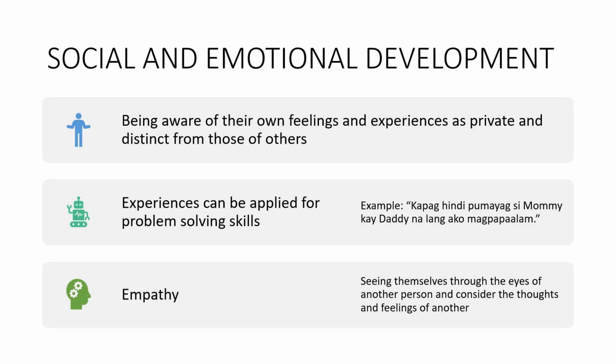Social and emotional development. So now they're aware of their own feelings and experiences as private and distinct from those of others. So that's why they have this jealousy. Other children are now jealous of their sibling or of their classmates. The classmates have a very good, cute bag, and they don't have that kind of bag. They now started to explore the surroundings and how their classmates have those things and they don't.